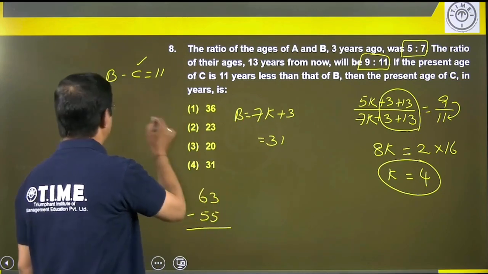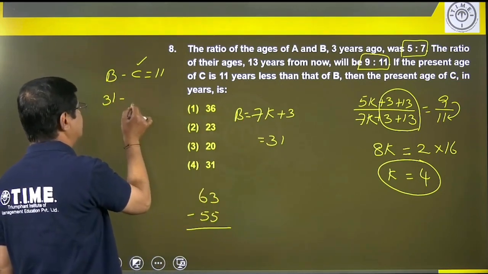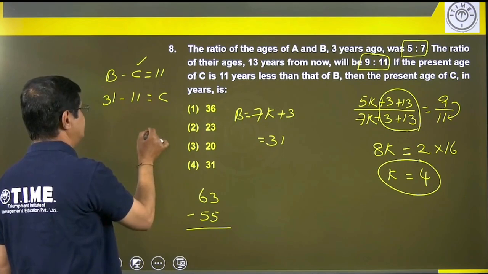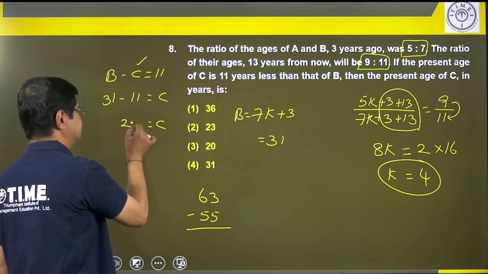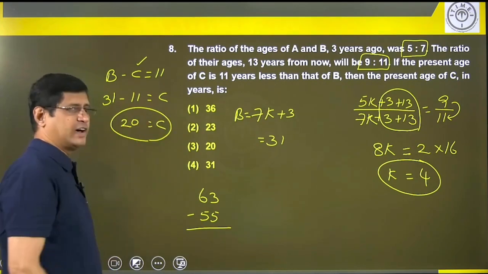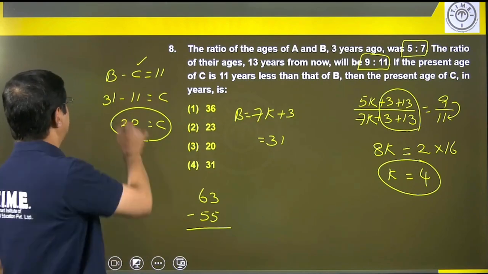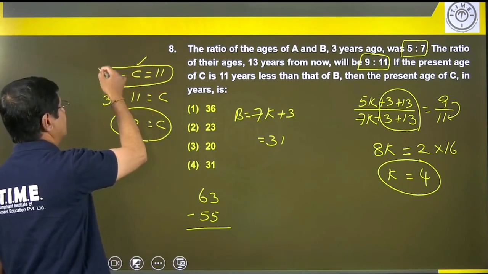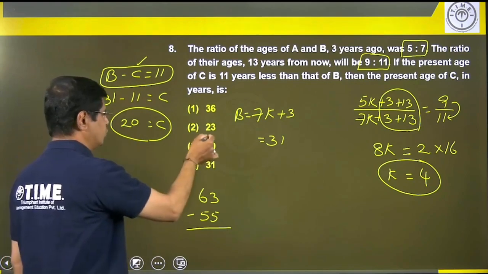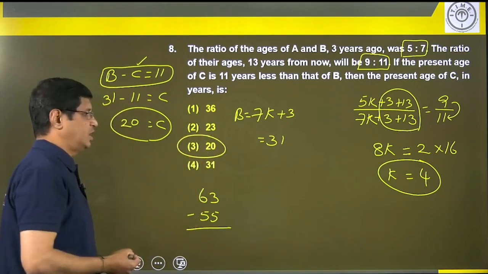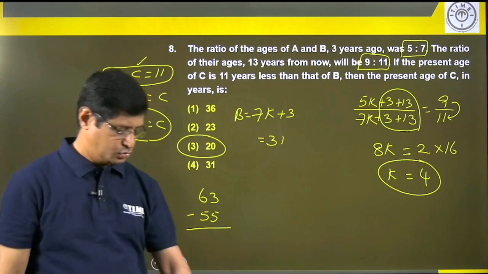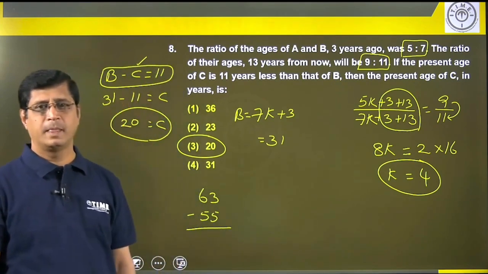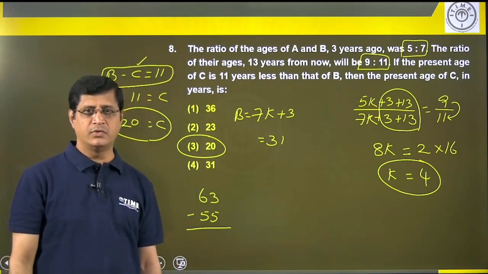When B is equal to 31, how much is the age of C? The age of C is equal to 20. Just substitute the value of B in this equation and simplify to get the value of C. Now C is equal to 20. Option 3, third choice is the answer for this question. Okay. Now look at the next question on your screen.